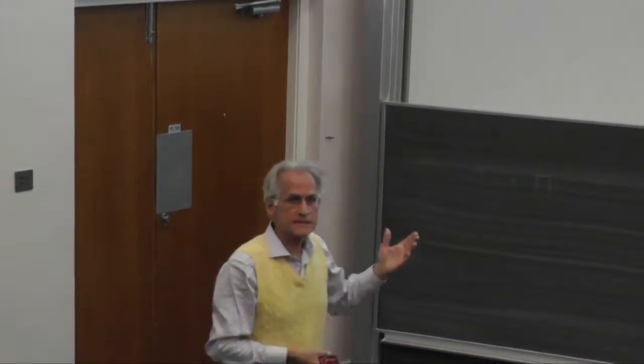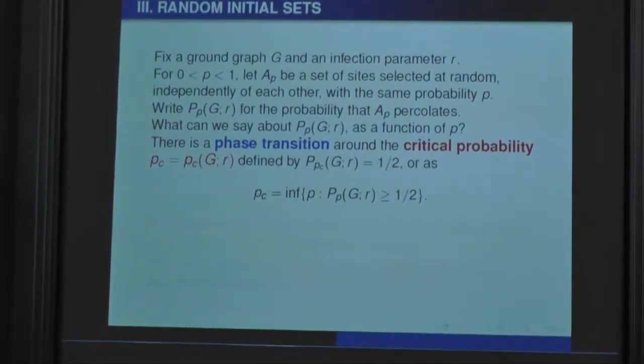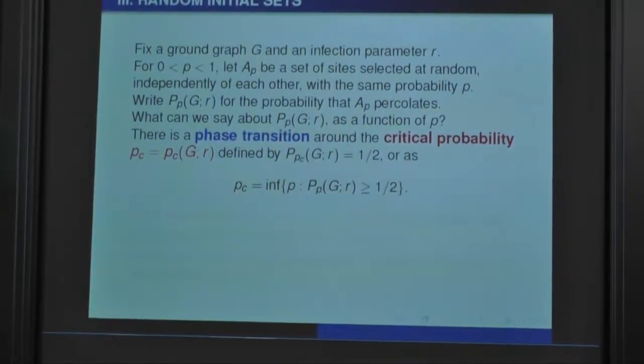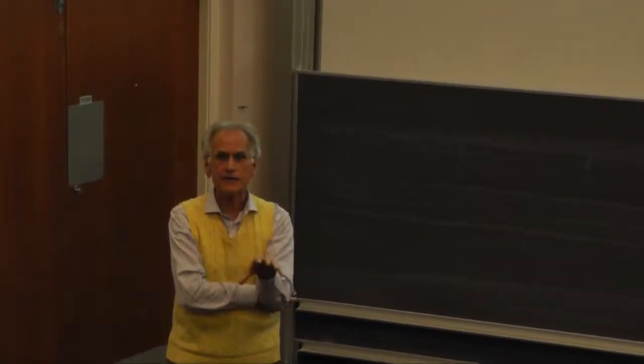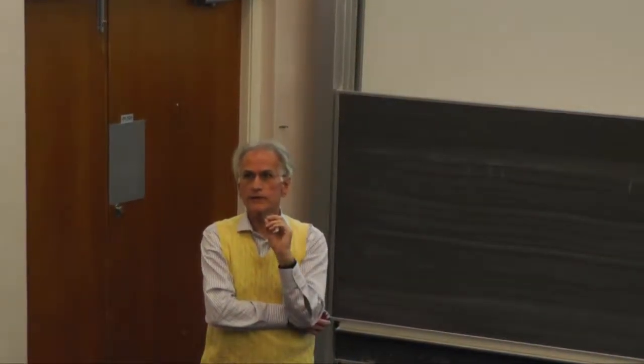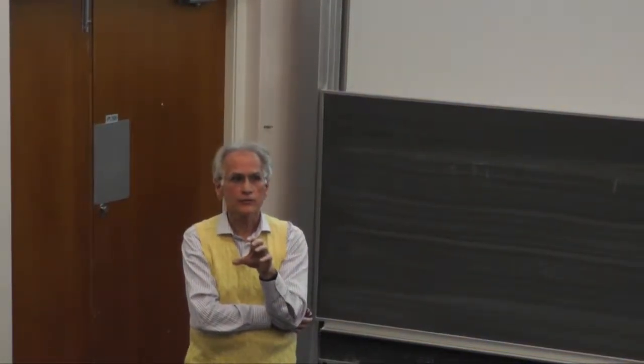Now, as I said, the main reason for introducing bootstrap percolation is to study what happens in the random case. So let me tell you a few things about the beginning. You have some ground graph on which you will play your percolation, and let's say an infection parameter r. And now you don't choose the set of infected sites yourself in an extremal way, but you let nature take its course, take some probability p, and choose every site at random with probability p independently of each other. And you have got this random start. The question is, do you get percolation or not? What is the probability that you get percolation?